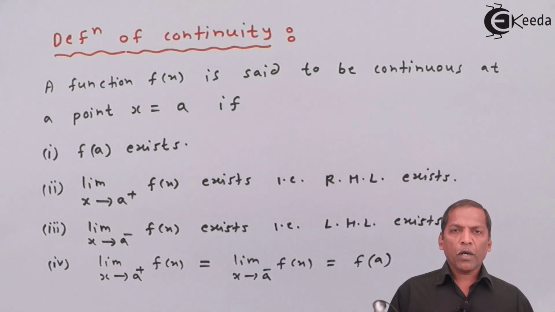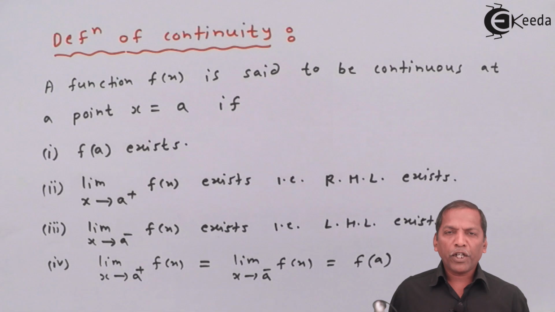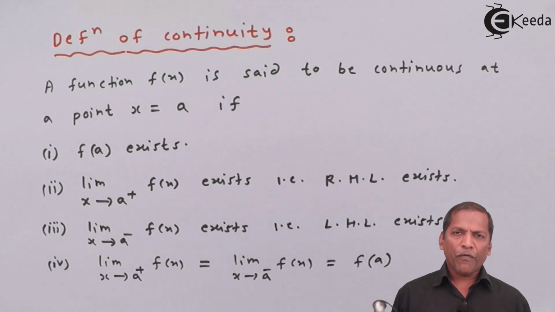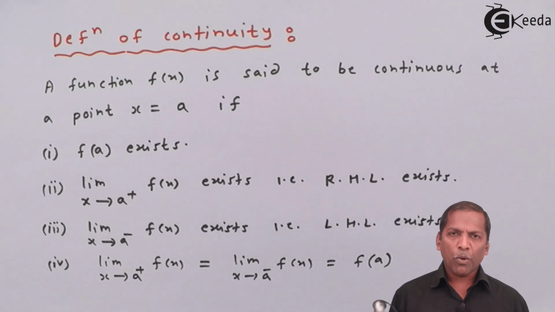So if here totally 4 conditions are satisfied by a given function, then we say that the given function is continuous at a given point. So this is all about the definition of continuity.